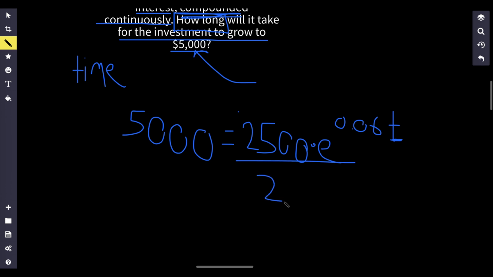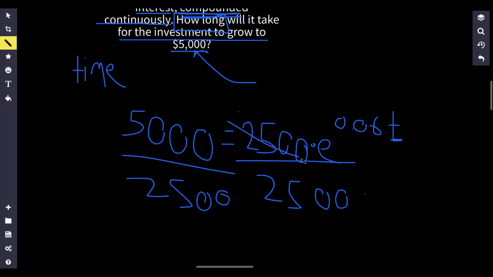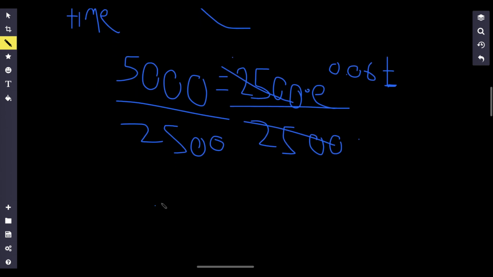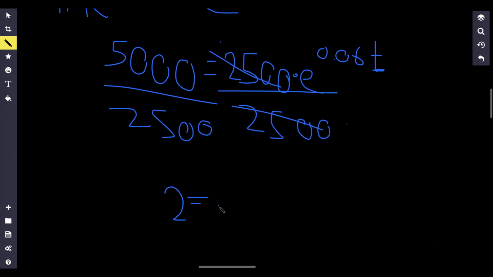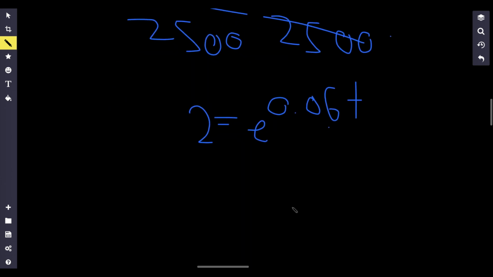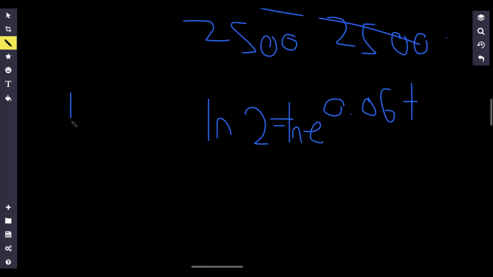I'm first going to start off by dividing both sides by 2,500. So this 2,500 and this 2,500 cancel out. So I'm going to get 2 is equal to, because 5,000 divided by 2,500 is 2, 2 is equal to e to the 0.06t. Now what I'm going to do is take ln of both sides. Ln is the natural log, and this represents log base e.